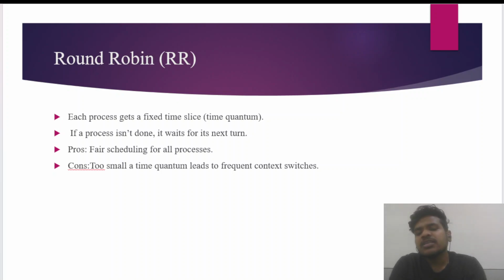If that student is unable to finish their paper in those 10 minutes, then they will wait by going back, and then they will get another turn. Round robin ensures that all the processes get a fair time. But there is a disadvantage also, because too small a time quantum equals too many context switches, which slows down the execution time.